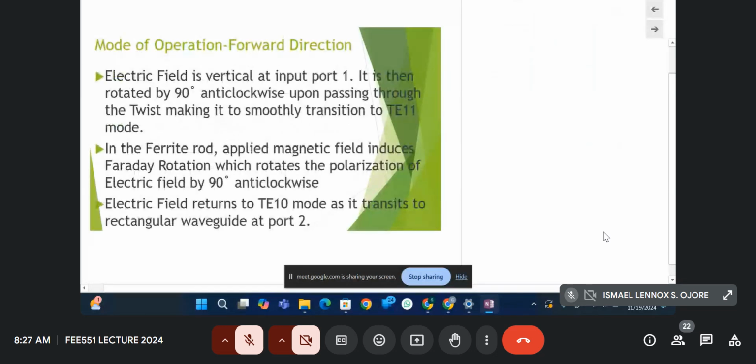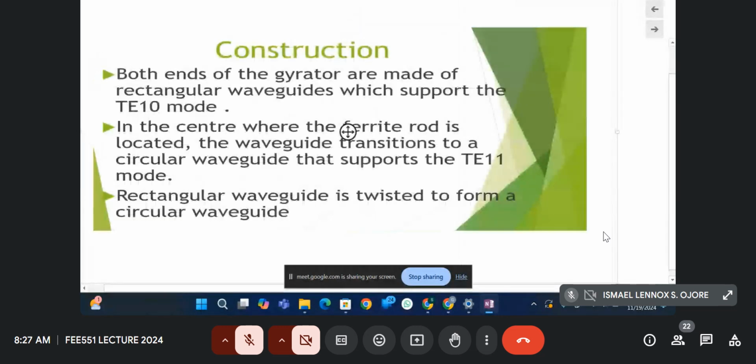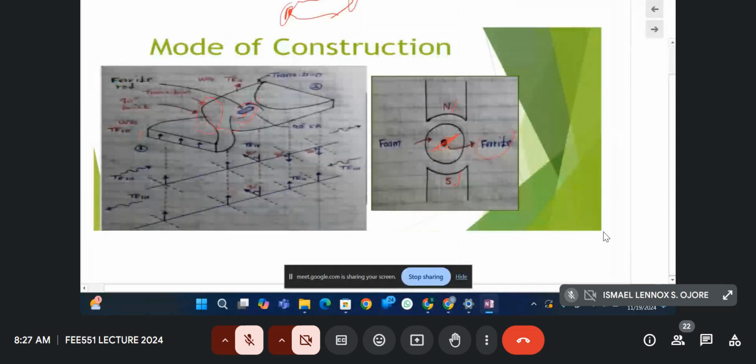Now we can go to the mode of operation. Before we define what a gyrator is, we need to understand how the angles come about. So at port 1, here is port 1, we feed in a signal or a wave, TE10. It is polarized with the electric field in the X direction. So it comes and finds the twist here.